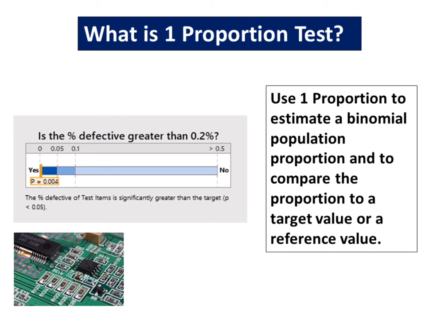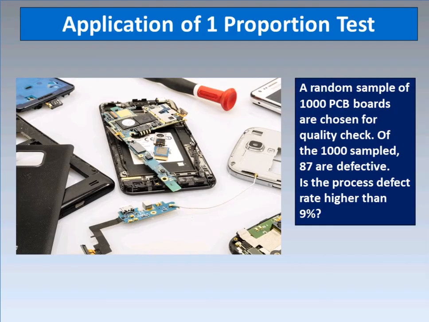Use one proportion to estimate a binomial population proportion and to compare the proportion to a target value or a reference value. For example, a random sample of 1,000 PCB boards are chosen for quality check. Of the 1,000 sample, 87 are defective. Is the process defect rate higher than 9%?